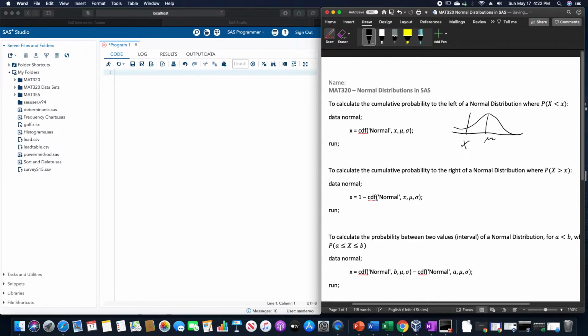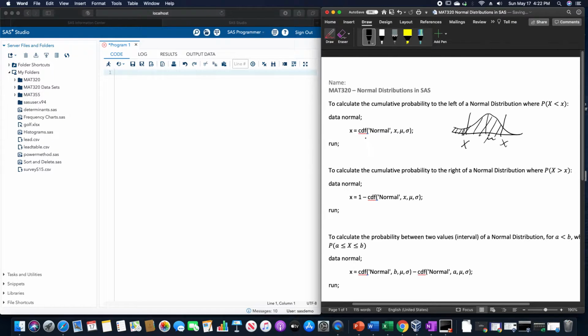We want the area on the left-hand side of whatever x is. It could be over here, it could be over here, and we want all of this area, depending on where it is.